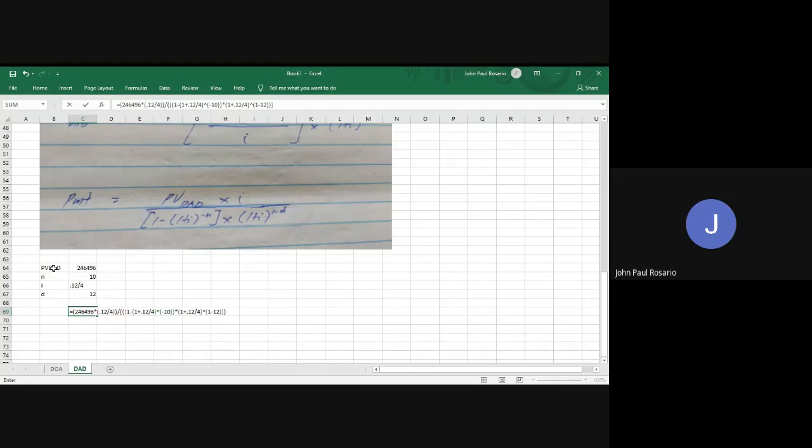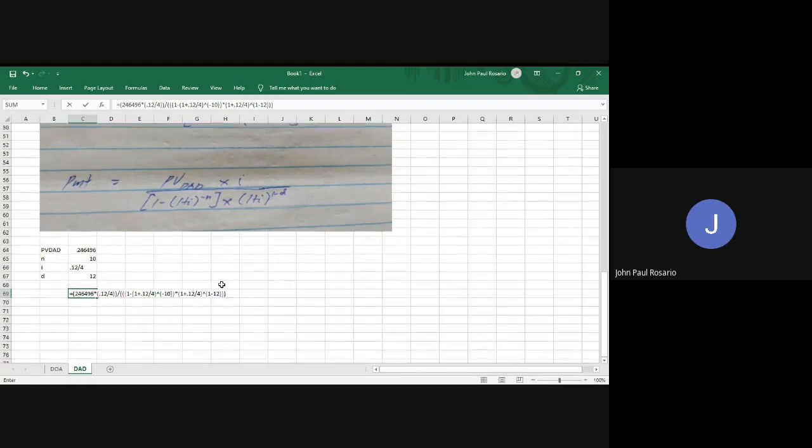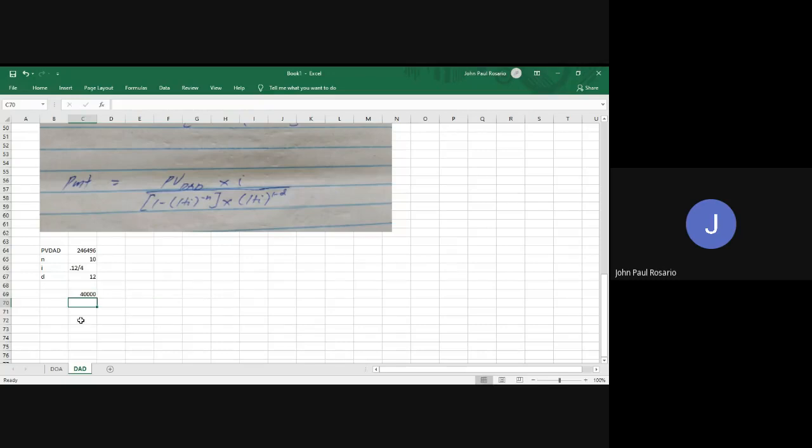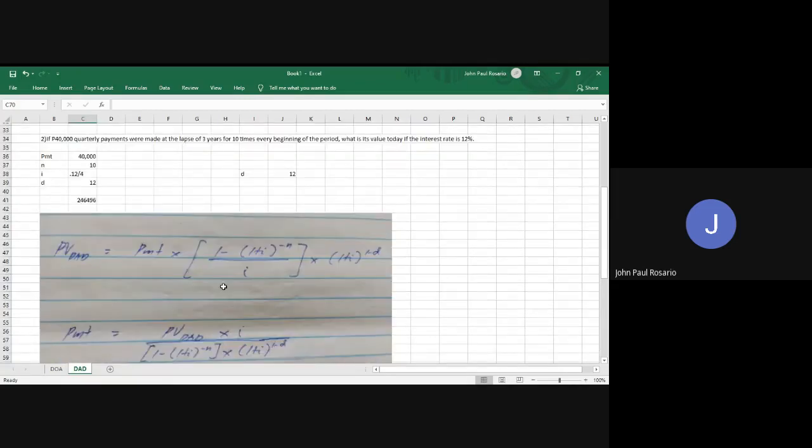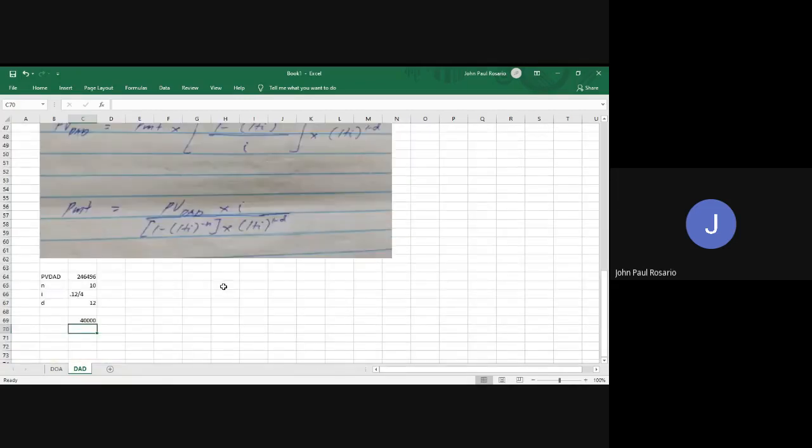Okay, nasundan ninyo ang pag-input sa information? Yes, sir. Okay, so we will get 40,000 nga payment, which is kato atong payment diriya. Okay. Now, what if si N ang unknown? So, unsa may formula for N?